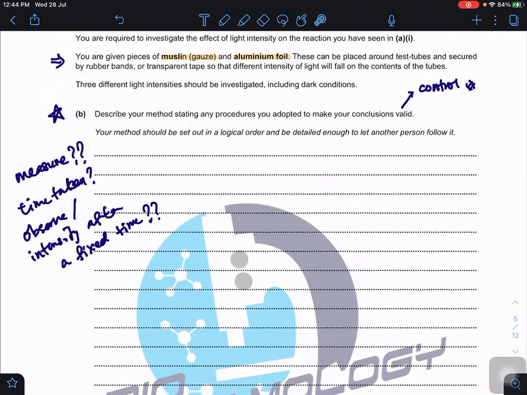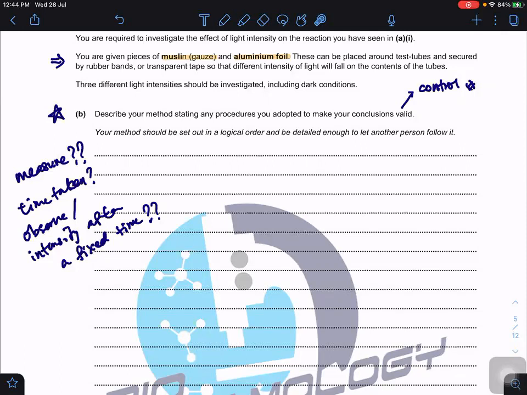If you look at this, you are going to wrap them with aluminum foil. You're going to use a muslin, so you can't see the color change. So how you determine the time taken? You cannot keep on open, close, then you have extra light intensity, right? So you cannot open and close it. Okay, remove the aluminum foil, look at it, and then close. Okay, then you may miss the time, the complete decolorations, correct or not?